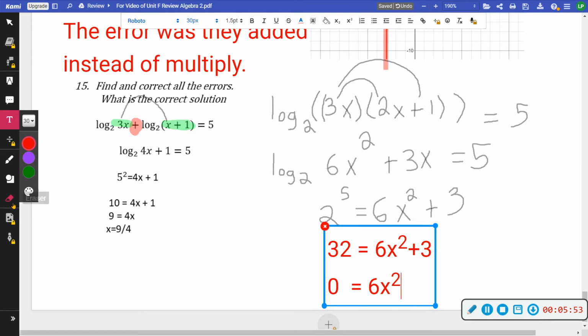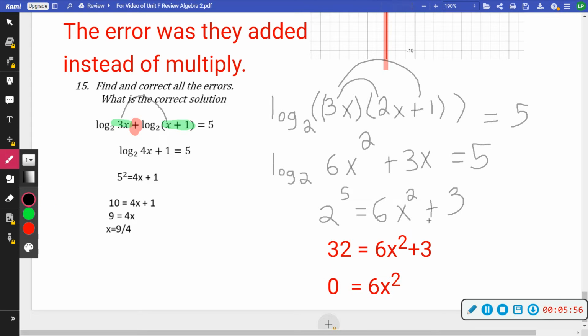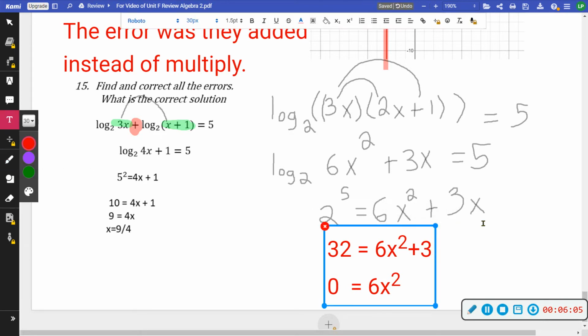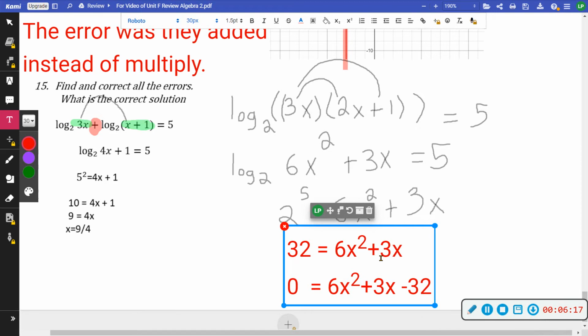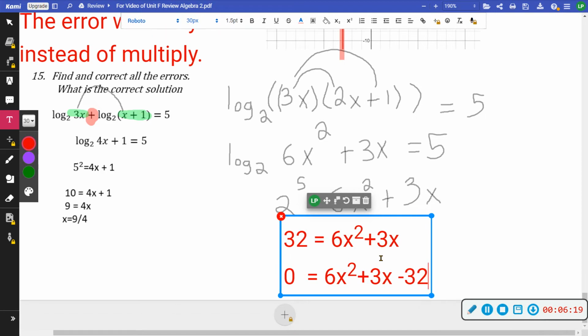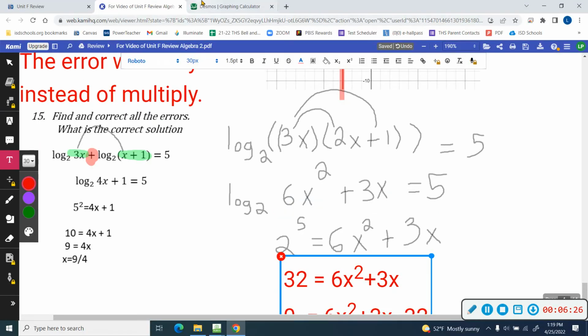I've noticed I left my x off of this, because that should be 2 to the 5th equals 6x squared plus 3x. So that's supposed to be 3x. So it'll be 6x squared plus 3x. And that's going to be, since I subtract 32 from both sides, minus 32. So now I'm going to try to factor that. I'm not quite sure that factors. So I'm going to go type that into Desmos and see what the solutions are.